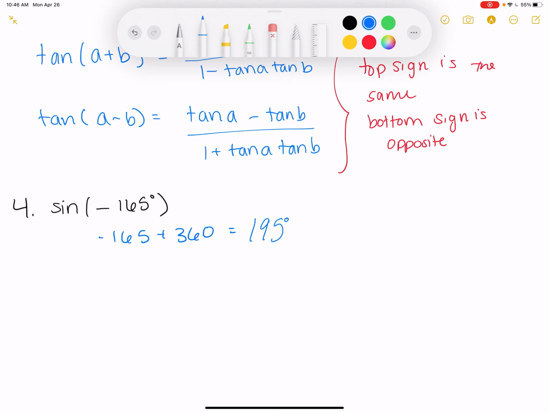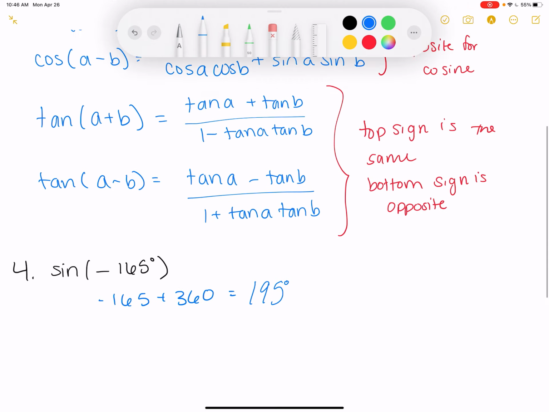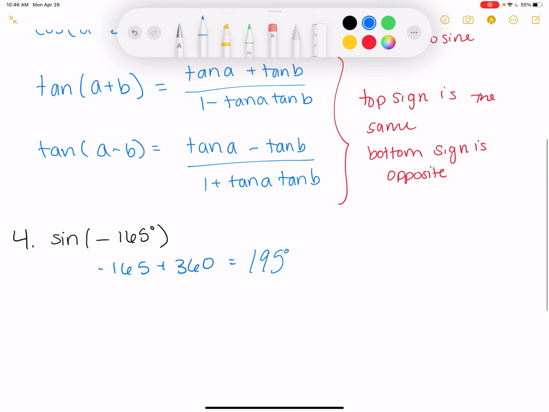Okay, so now this is the part that you really have to understand. The angles that are up here as A and B have to be known angles. Which ones have to be known angles? A and B. What does it mean to be a known angle? Off the unit circle. Okay, so I need two angles that add up to give me 195 degrees.